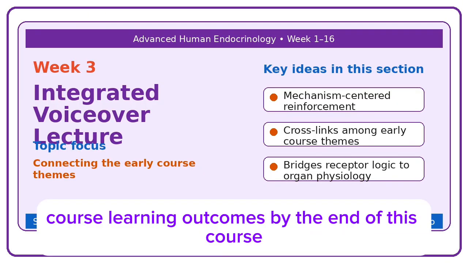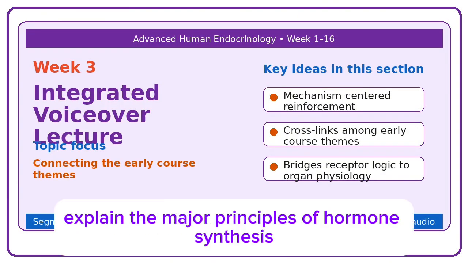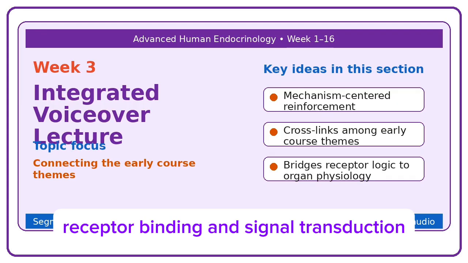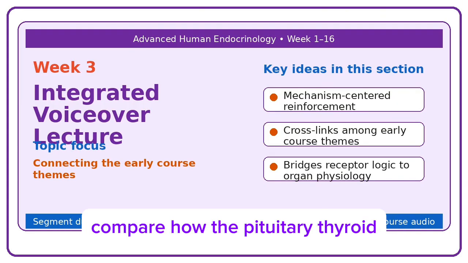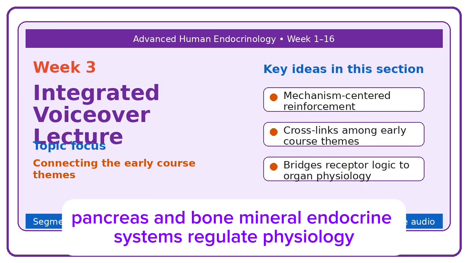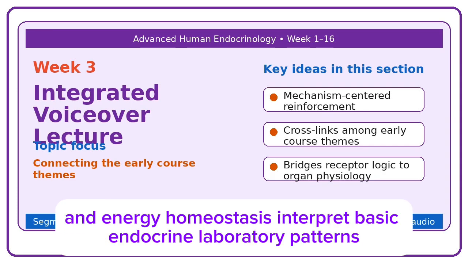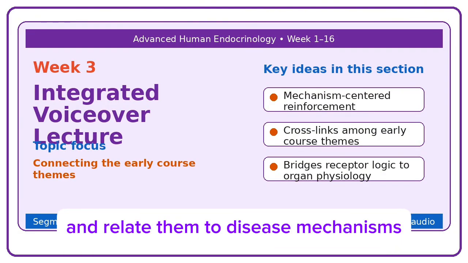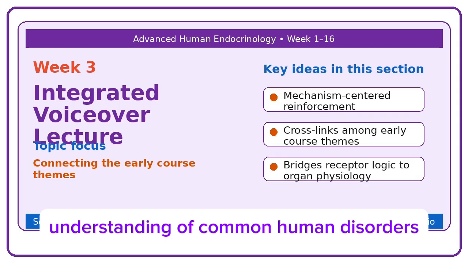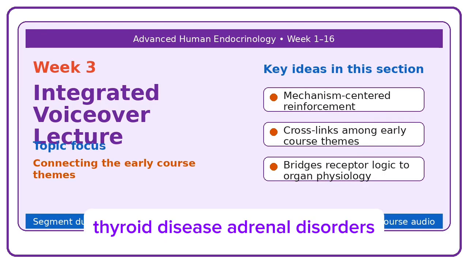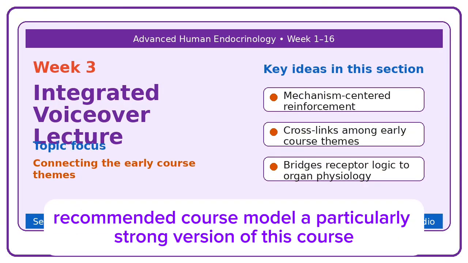Course learning outcomes. By the end of this course, students should be able to explain the major principles of hormone synthesis, secretion, transport, receptor binding, and signal transduction. Compare how the pituitary, thyroid, adrenal glands, gonads, pancreas, and bone mineral endocrine systems regulate physiology. Analyze the endocrine control of appetite, body weight, glucose metabolism, and energy homeostasis. Interpret basic endocrine laboratory patterns and relate them to disease mechanisms. Apply endocrine principles to the understanding of common human disorders such as diabetes, obesity, thyroid disease, adrenal disorders, and reproductive endocrine disorders.